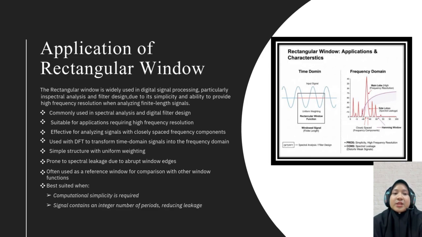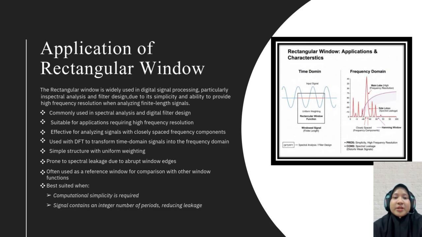Another advantage is its simple structure with uniform weighting, which makes it computationally efficient and easy to implement in practical systems. However, due to its abrupt window edges, the rectangular window is prone to spectral leakage. Because of this, it is often used as a reference window for comparison with other window functions such as the Hamming or Hann window.